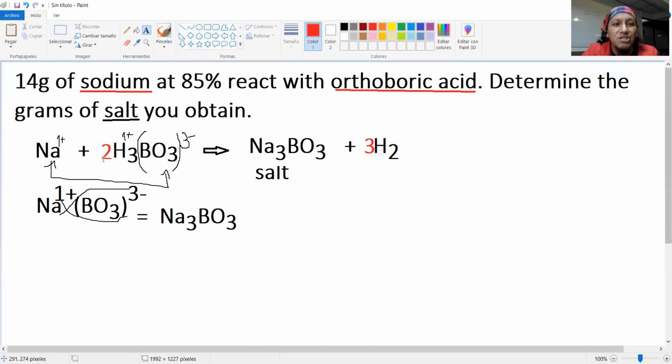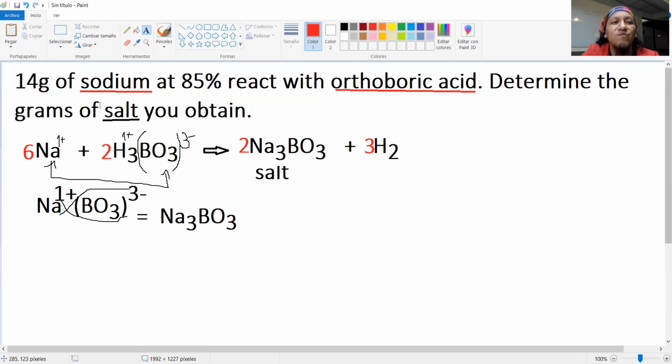Now, the 2 multiplies everything inside the radical, the BO3 times 2 is 2 times BO3. So I need to put that also in here, 2 times BO3. But that creates a new problem. 2 times 3 is 6 sodium, so I will need to put in here 6 sodiums, and now it's balanced, right?